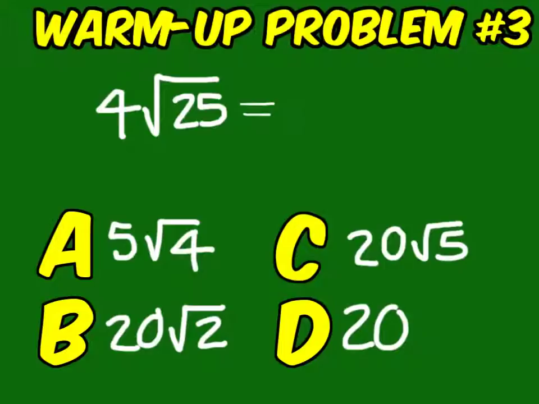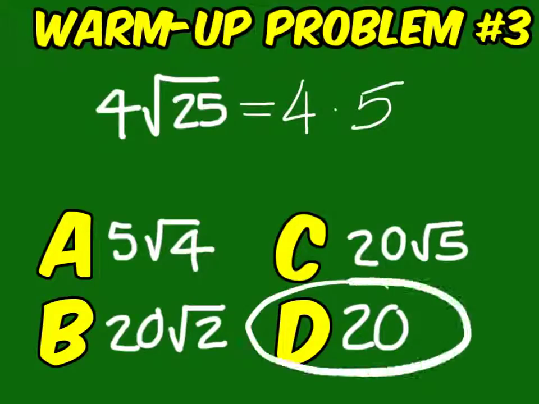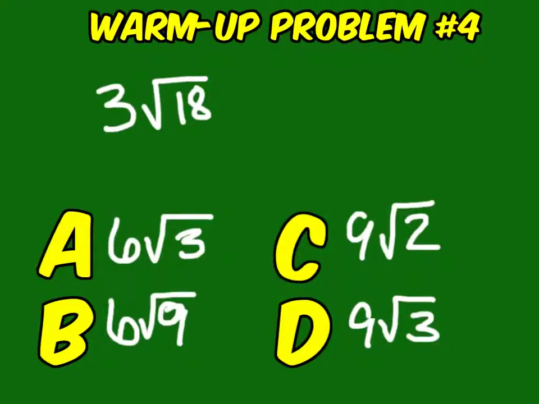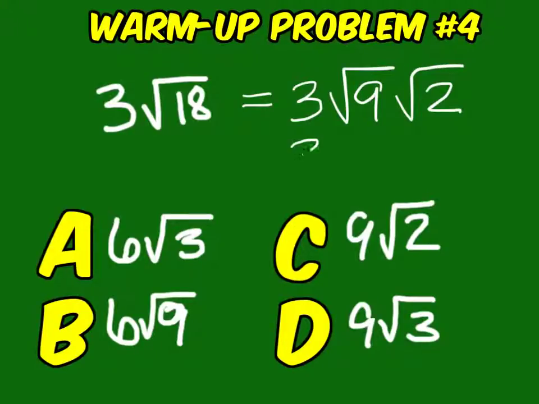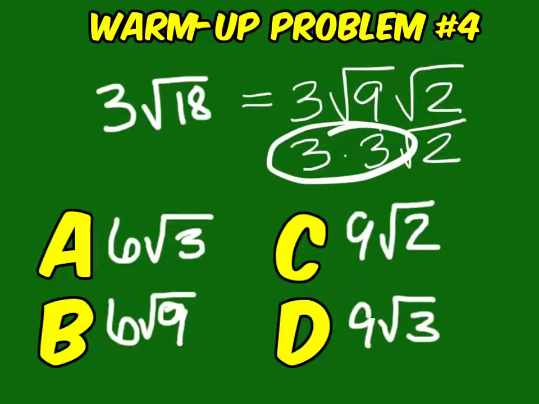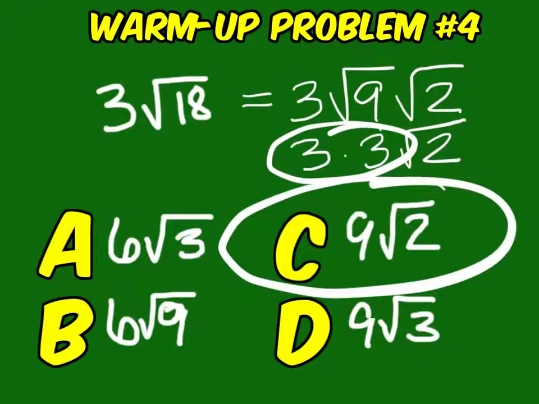This one breaks up simply as just 5 because it's a perfect square, so the answer would be D, 20. Number 4. The solution for this one, it breaks up as the square root of 9, square root of 2, and the square root of 9 is 3, so you'll have 3 times 3, which is 9, so 9 square root of 2. C would be the answer.